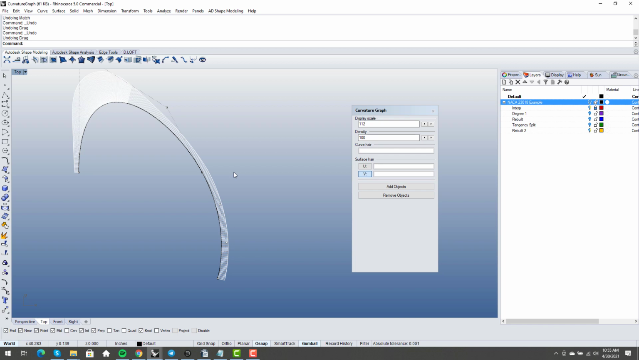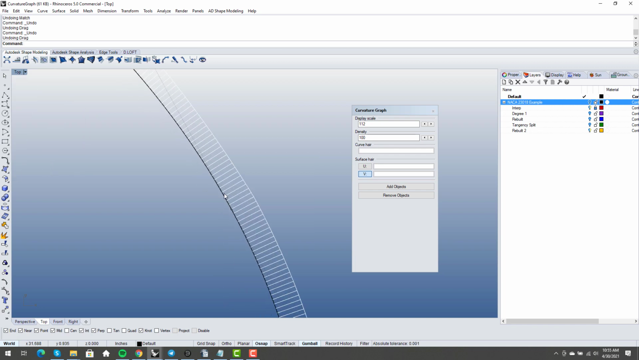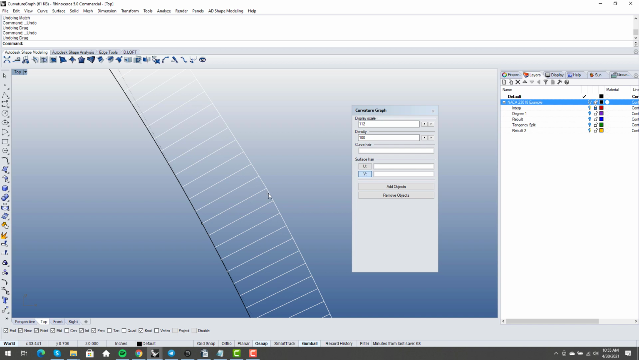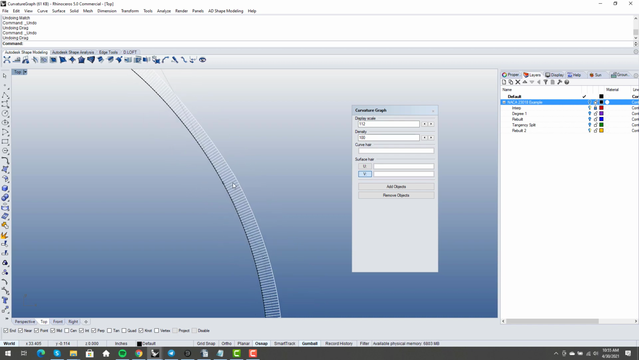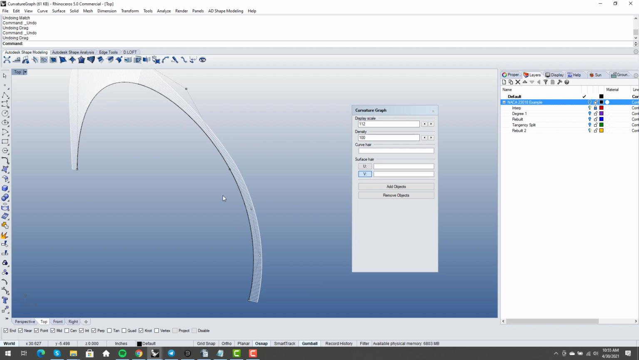Okay. So flow continuity. We should see that there's no disturbance in the curvature graph here. You can think of it as the curvature graphs themselves should be tangent. These combs, this line here, if they were to be tangent, then this would be flow continuous. Now, I'm on 5, and so 5 doesn't let me do flow in match. I believe that 7 does.